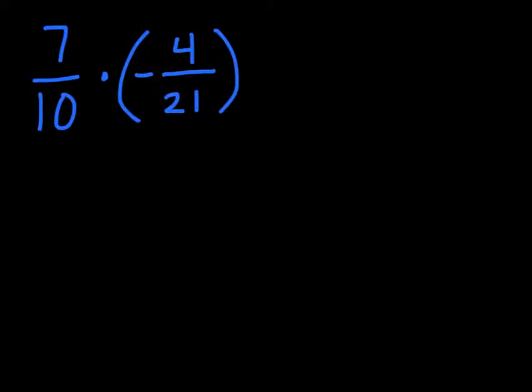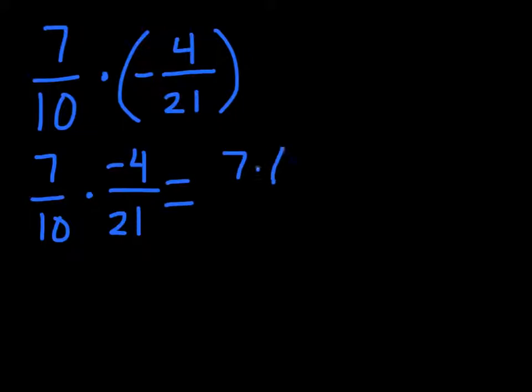Let's multiply 7/10 by -4/21. The first step is to assign the negative sign to the numerator. So we'll rewrite this as 7/10 times -4 over 21. Now we multiply the numerators, and we multiply the denominators.